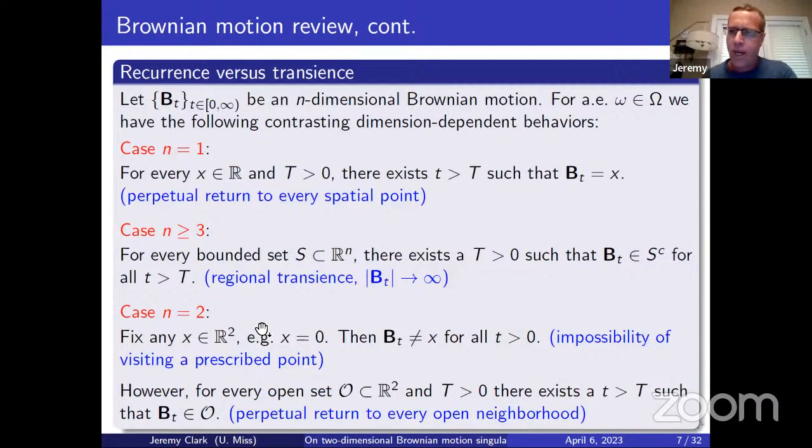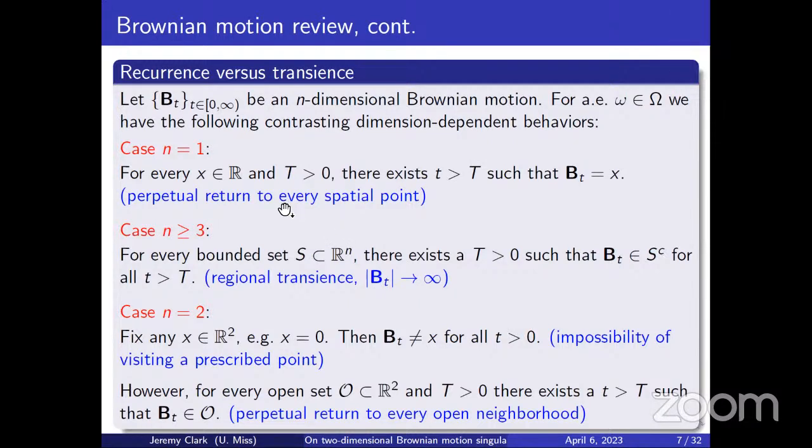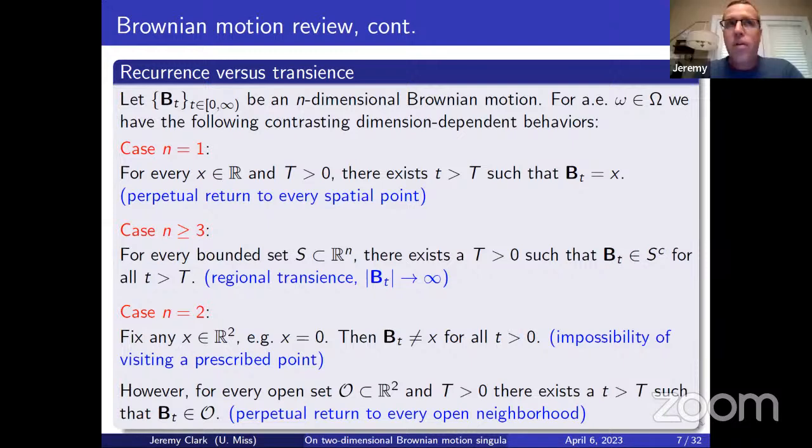Dimension 2 can't hit a point, but it will perpetually return to neighborhoods. That is the distinction. Yeah, very interesting. This is because the points in the two-dimensional space are measure 0. No, it's not measure 0, because you can put up a plane, and a plane has measure 0, and it will hit a plane.